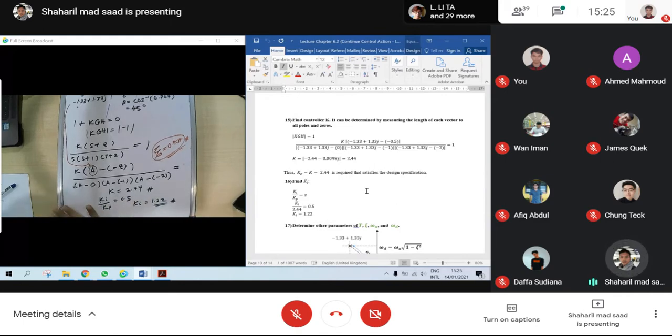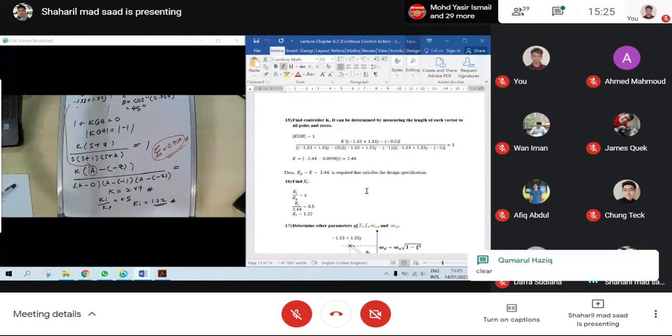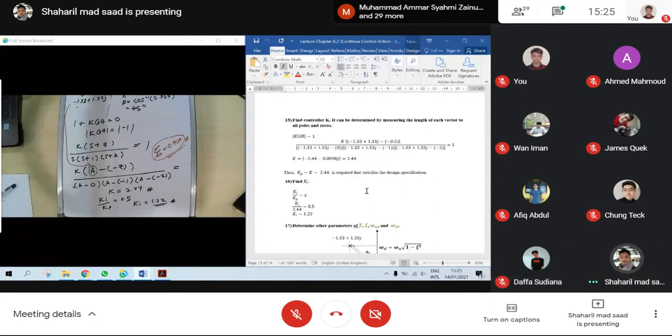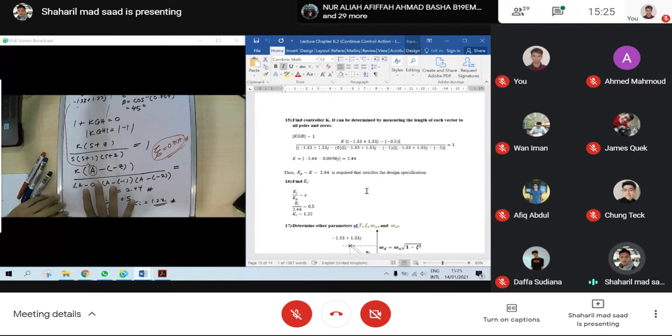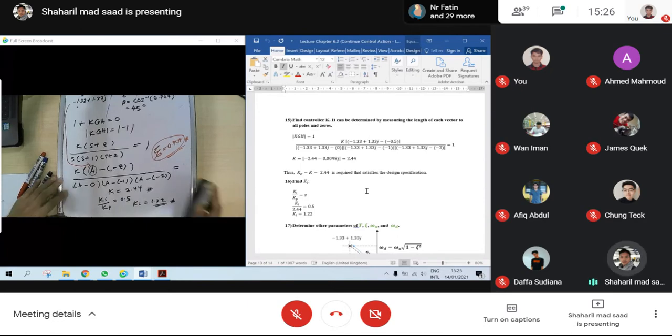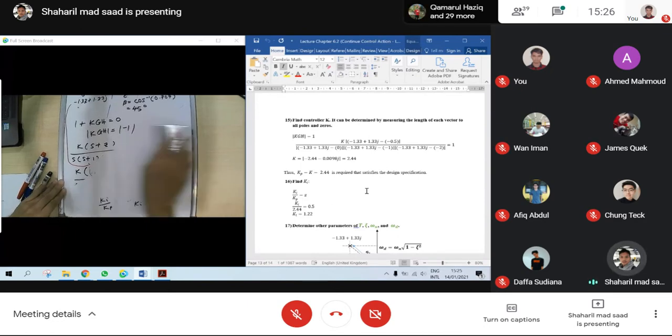Now, is this part clear? Do you have any questions? Okay. Good. I think this part you already know about it. Any questions? Ada persoalan lagi?